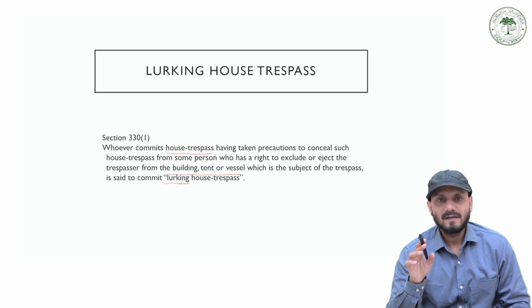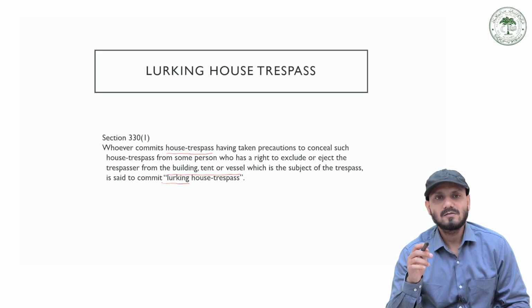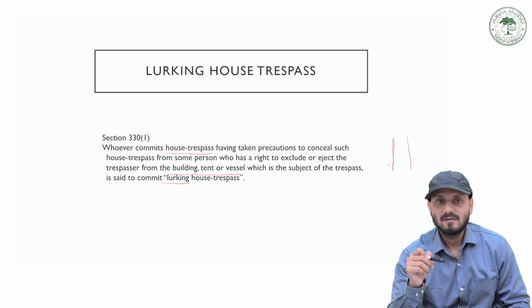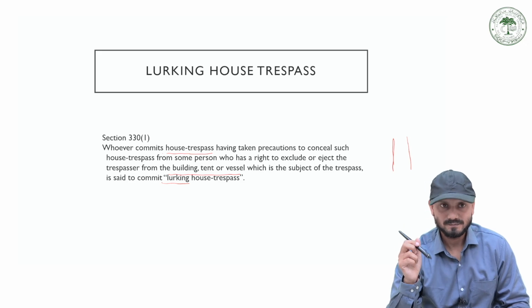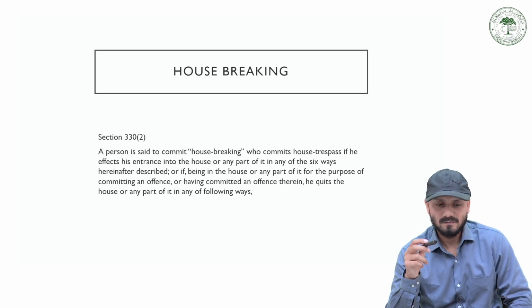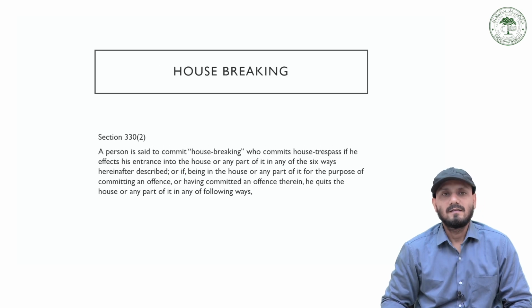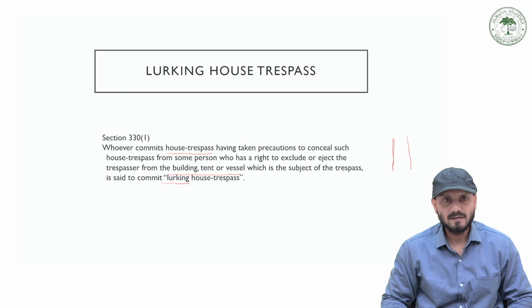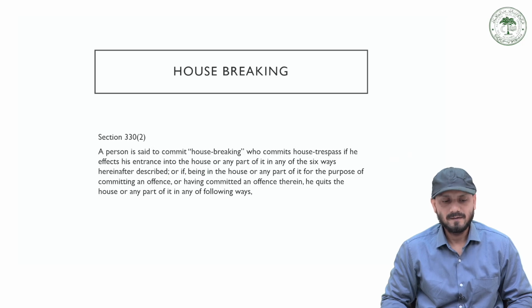That is, both his entry and his criminal design to commit an offense. The accused must have taken precautions to conceal his house trespass, that is, his entry should be by secret means or by way of hiding, and also the criminal design. The sanctity of residential places is protected by this section, by meting out a severe punishment for invasion of residential places. Section 330 clause 2 deals with housebreaking.